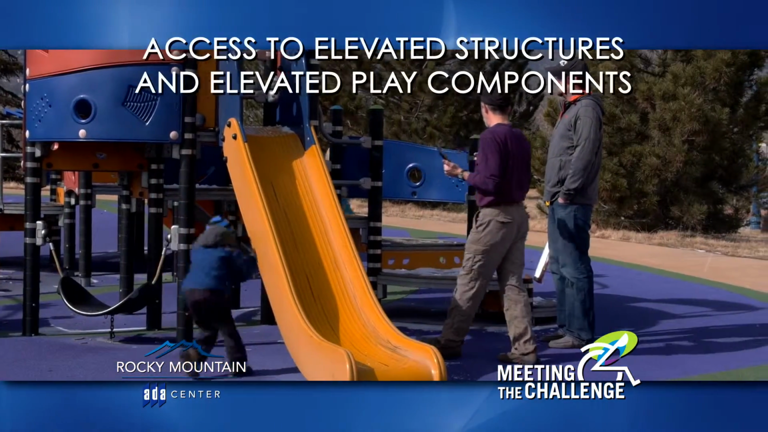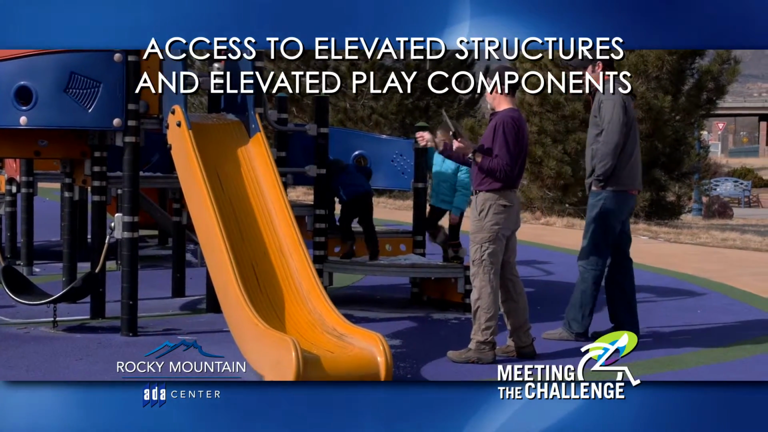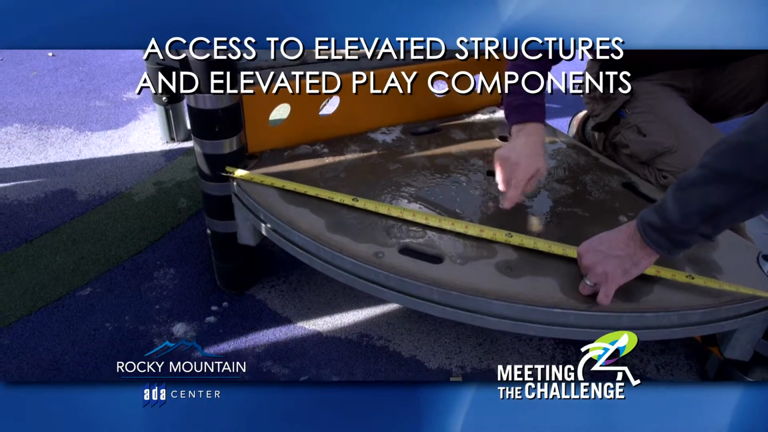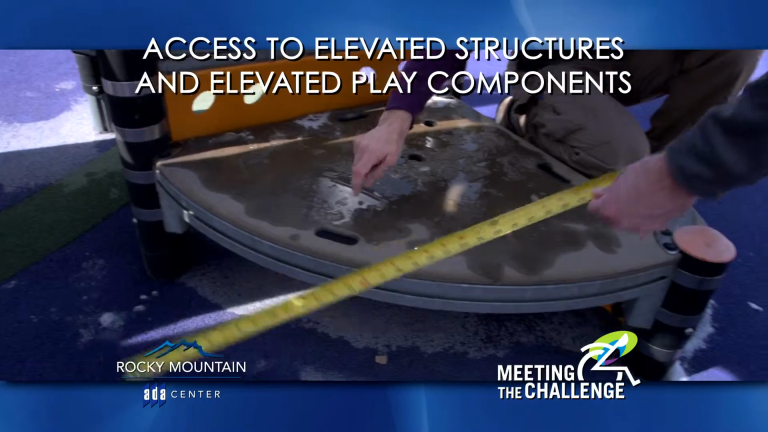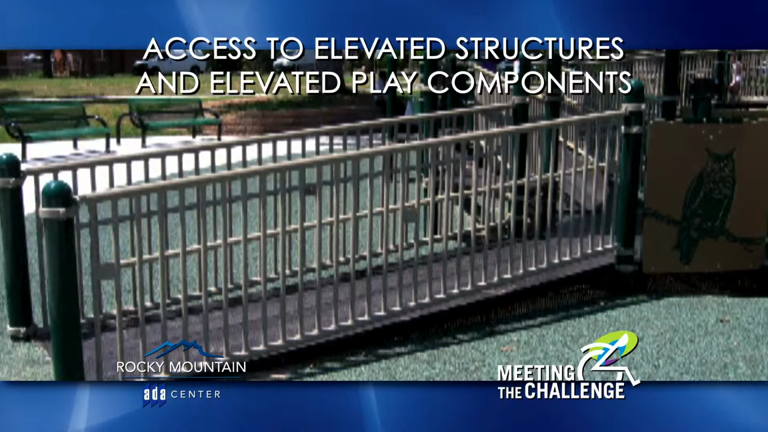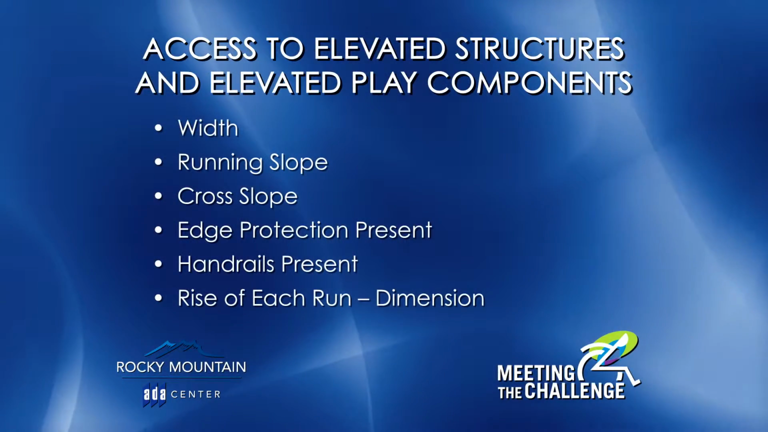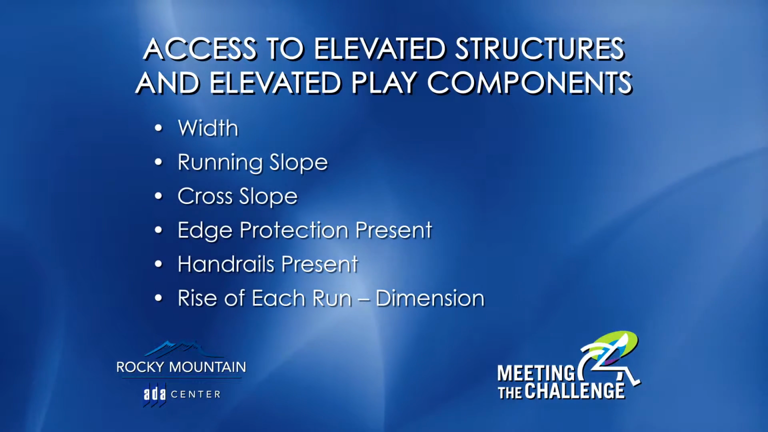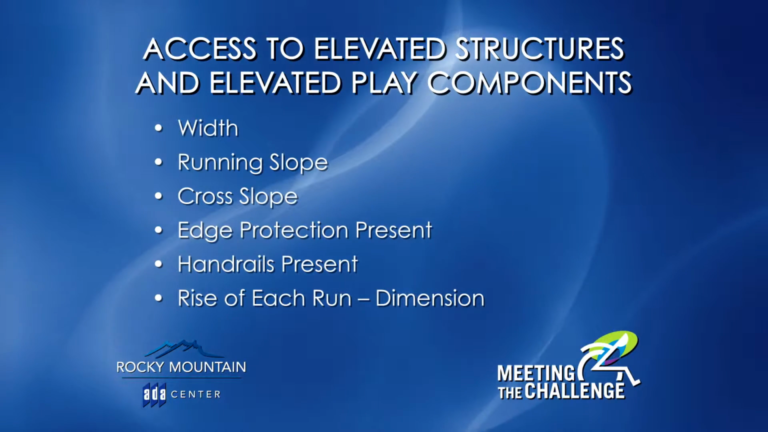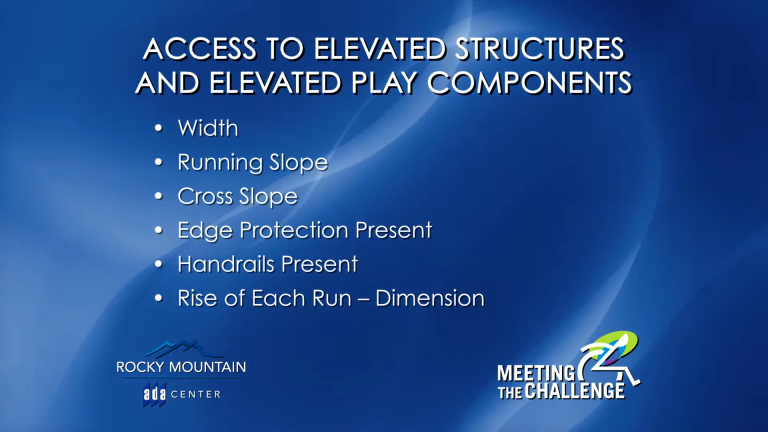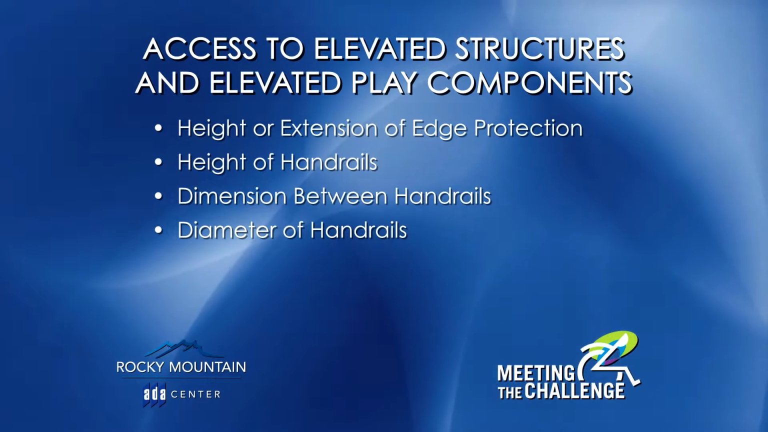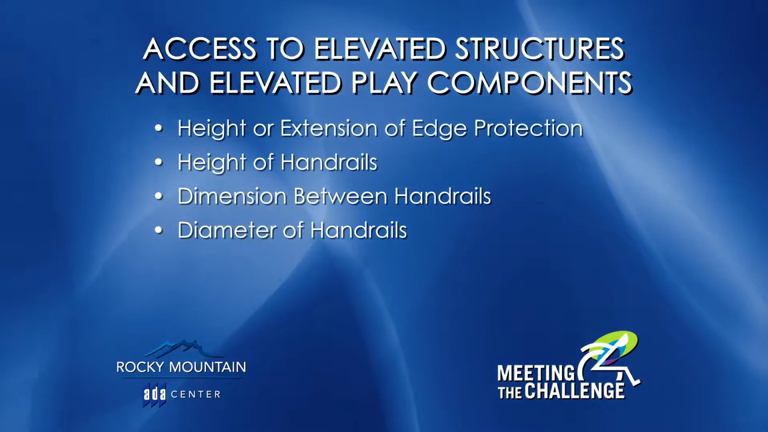Two men measure steps to and on an elevated play structure. Access to elevated structures and elevated play components. The accessible route to an elevated structure must connect to a point of entry at that structure. The point of entry may be a ramp, a transfer platform, or other type of transfer system. Attributes of ramps that must be observed or measured include width, running slope, cross slope, edge protection present, handrails present, rise of each run, height or extension of edge protection, height of handrails, dimension between handrails, diameter of handrails.